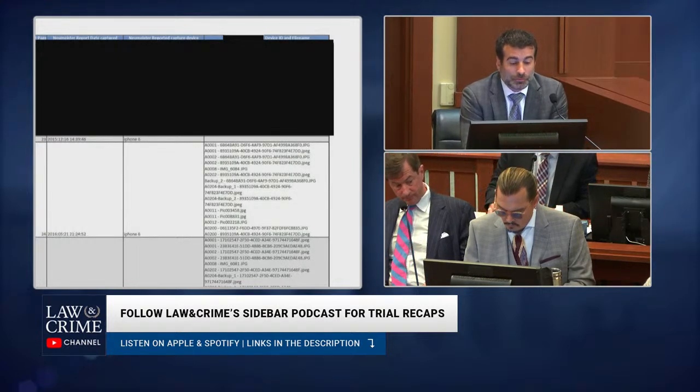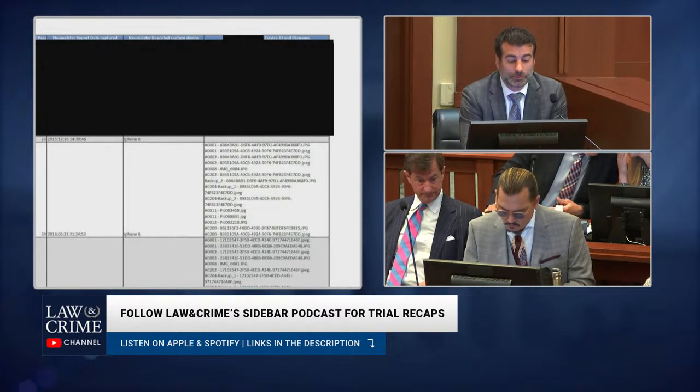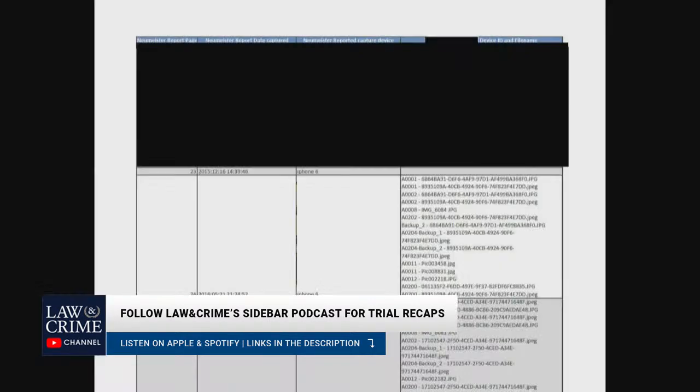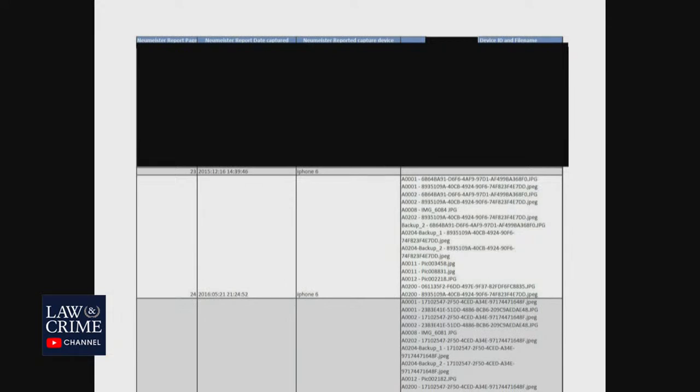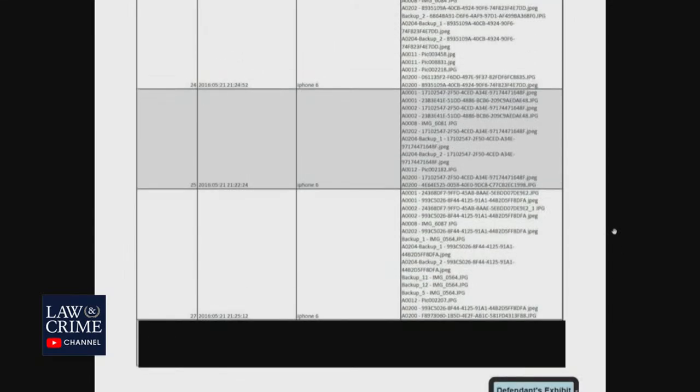And do you see the second column titled Neumeister Report Date Captured? Yes, I do. What does the information in that column mean? This is the date time metadata of the particular photo on Neumeister's report. So for example, the first row, 23, the date captured is December 16th, 2015. The second row, 24, you see that the date time is May 21st, 2016. Third row, May 21st, 2016. Fourth row, May 21st, 2016. Can you just scroll to the next page, please, Michelle?